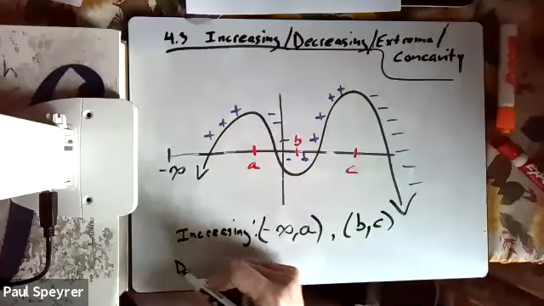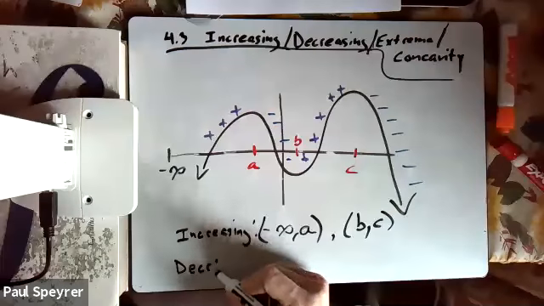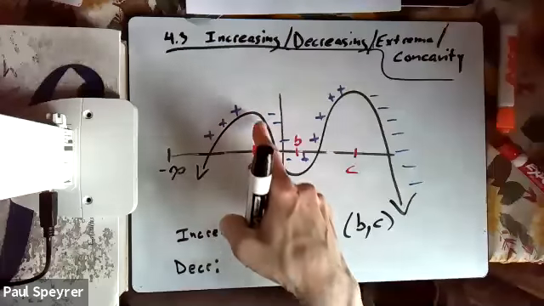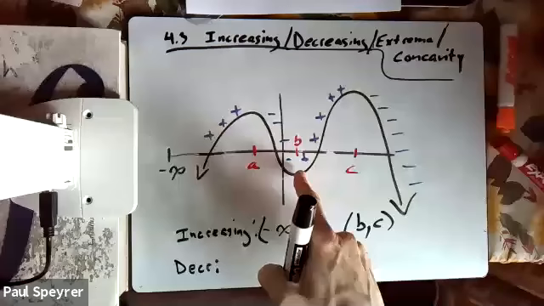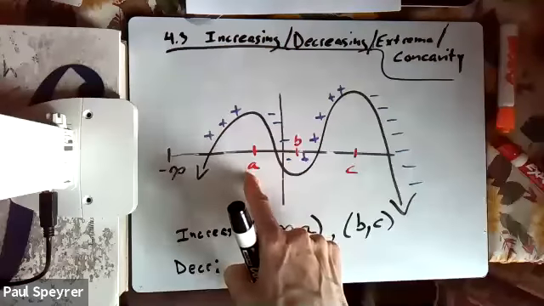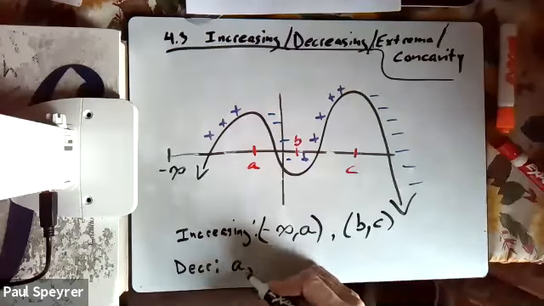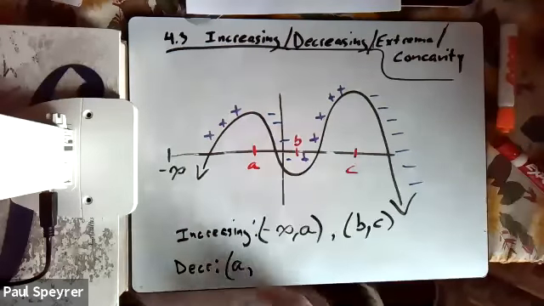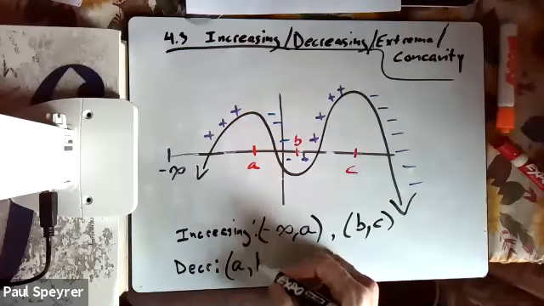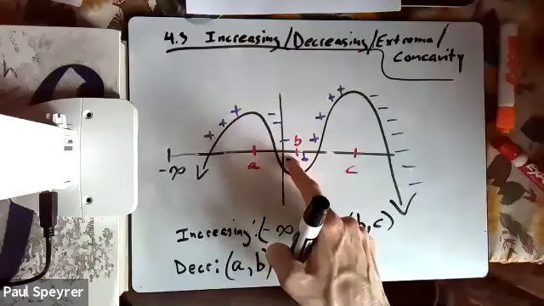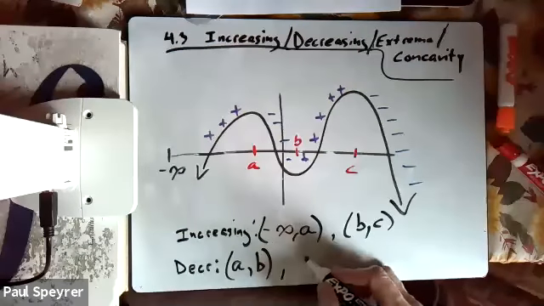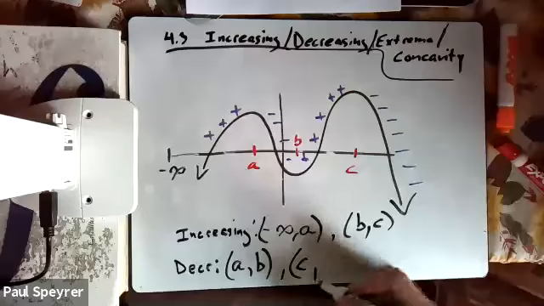What about the decreasing? Remember, with respect to x. So what's the x value that you start to decrease at? Well, look, we're going down the hill here. What's that x value? A. Again, parentheses around these all the time. And until what x value do you decrease until? B, right here. Then again, you also start to decrease at where? C. Until what x value?